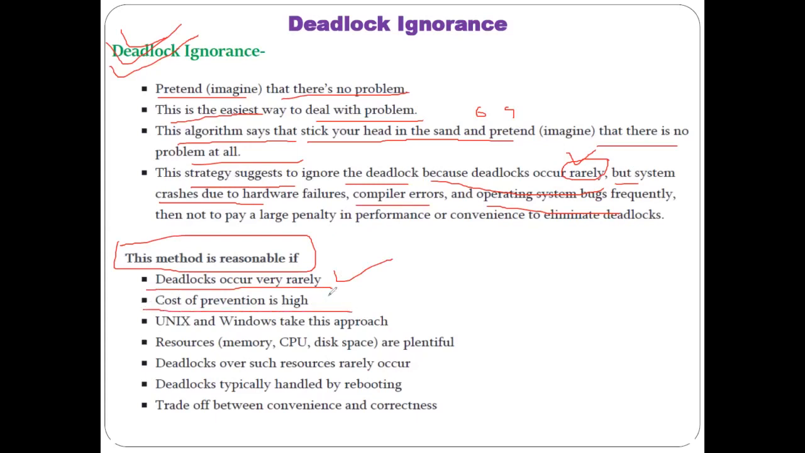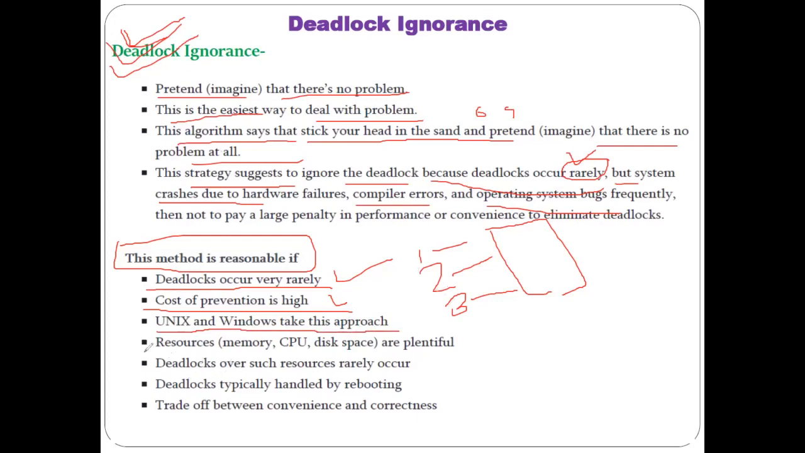Cost of prevention is very high. If you try to apply those three strategies, which are deadlock prevention, deadlock avoidance, deadlock detection and recovery, the cost of applying these strategies is very high. The time required to apply these strategies is also very high. Understood? Another important reason for applying the deadlock ignorance strategy is what? It is being recommended by the popular operating system making companies. Unix and Windows are suggesting this kind of approach. That is what? Ignoring the deadlocks.